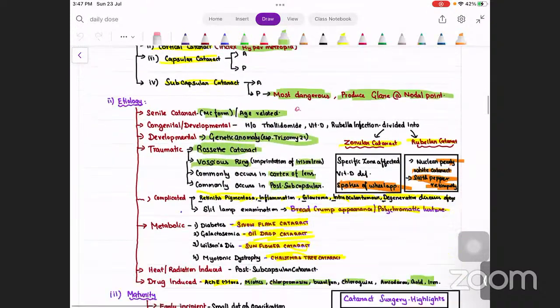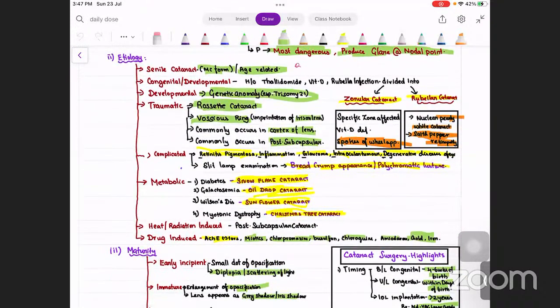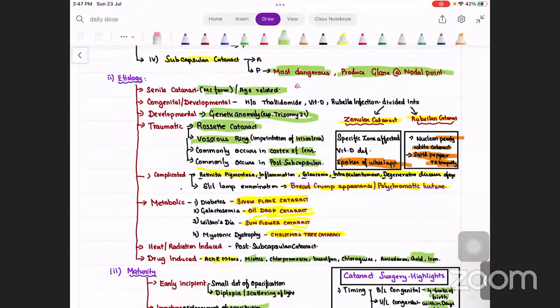Apart from that, we classify the etiology into eight types. One is senile cataract, which is the most common cataract. Salt and pepper retinopathy is seen in rubella cataract. Spokes of wheel appearance is seen in zonular cataract. Rosette cataract and Vossius ring are seen in traumatic cataract. Breadcrumb appearance or polychromatic luster on slit lamp examination is seen in complicated cataract.